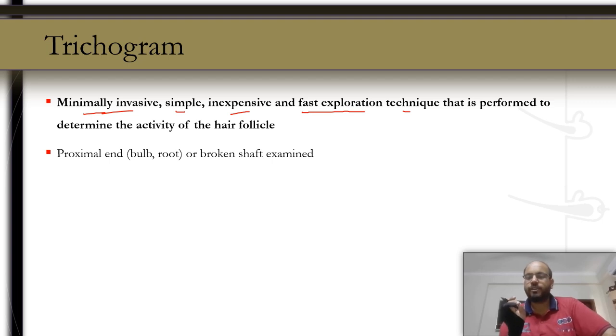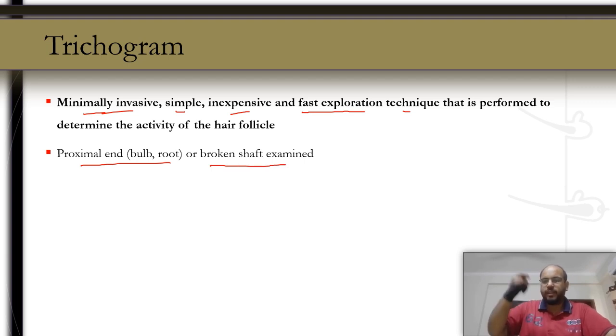So essentially in trichogram, what we are trying to determine is the anagen and telogen ratio. By determining the anagen and telogen ratio, we are trying to find out whether the follicle, or the shaft, was in telogen phase or in anagen phase. So we are trying to determine the activity of the hair follicle. The proximal end, that means the bulb and root, if it's attached to the shaft, can be examined, or even the broken shaft can be examined.